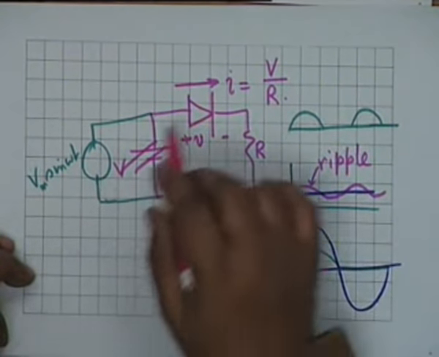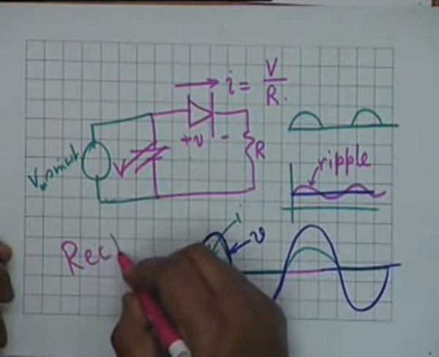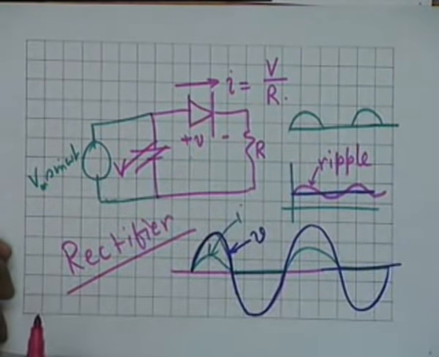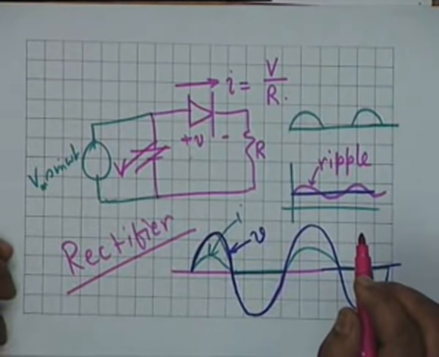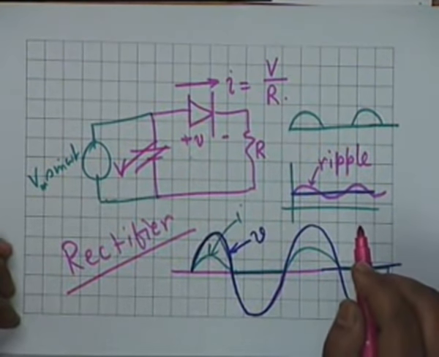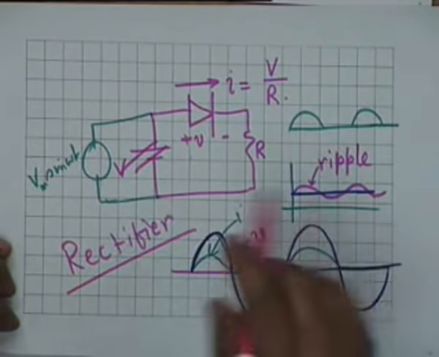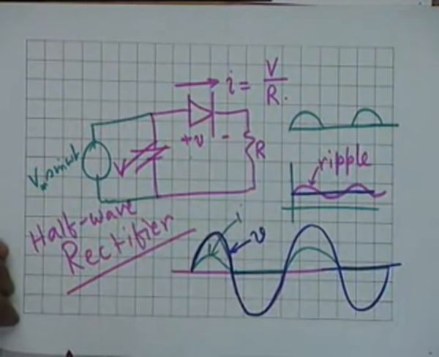Now, a diode used in this manner is called a rectifier. It rectifies the AC voltage to a unidirectional voltage, all right. A diode connected like this converts only half of the wave, and the other half goes waste. We are not doing anything to this. The other half is simply blocked, and therefore this is called a half wave rectifier.